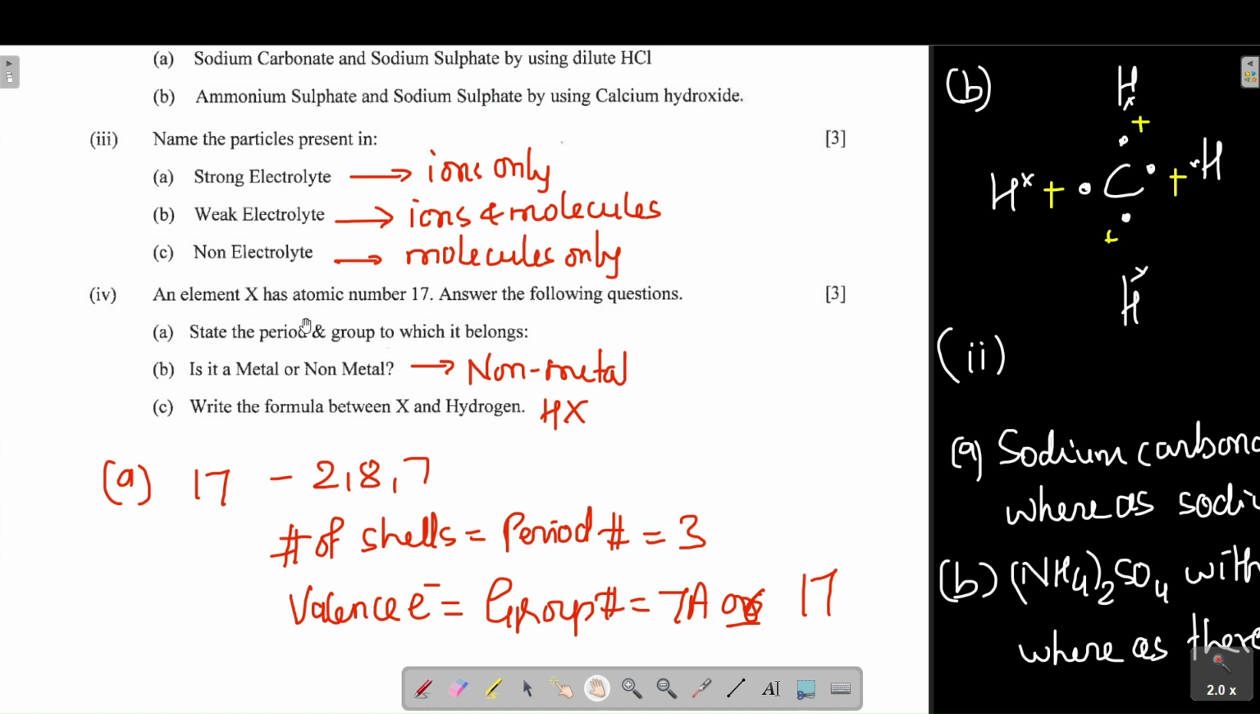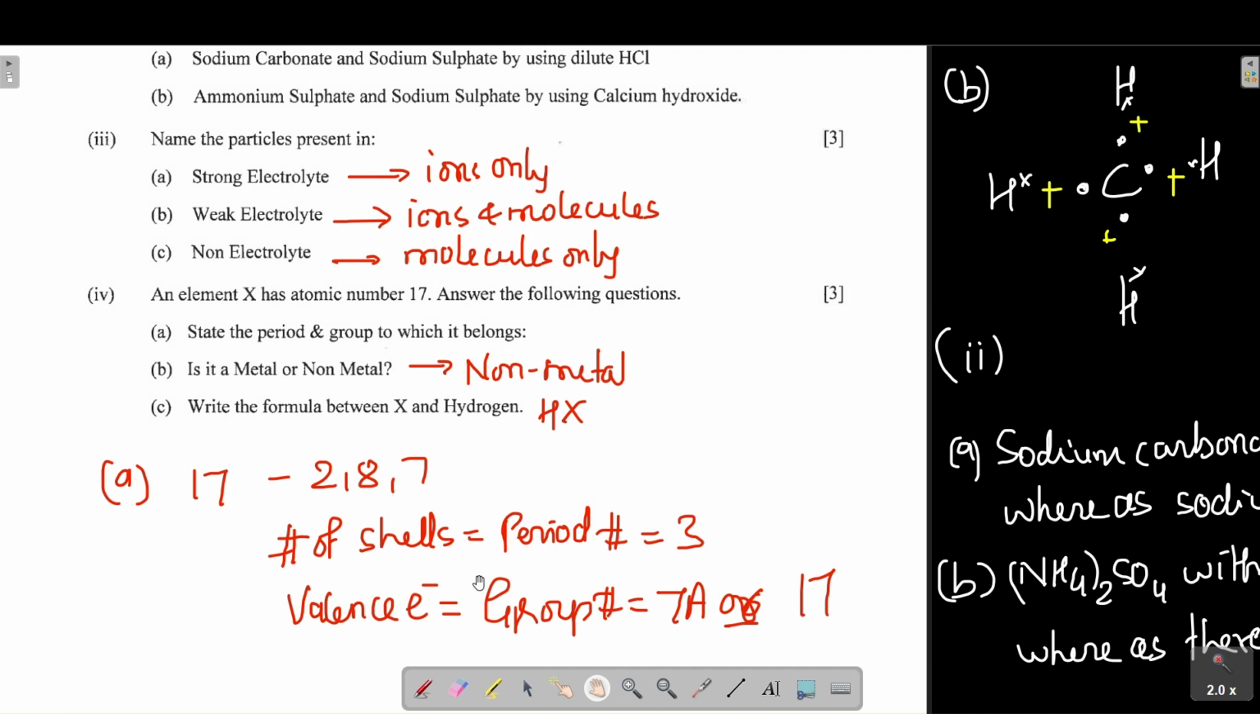An element X has atomic number 17. Answer the following questions. State the period and group to which it belongs. So write the electron configuration, 2, 8, 7. The number of shells, 1, 2, 3, gives you the period number. So the period number is 3. Valence electrons give you the group number. The group number in old notation is 7A, but in new notation you have to add 10. So 7 plus 10 is 17. So this is group 17, period 3.